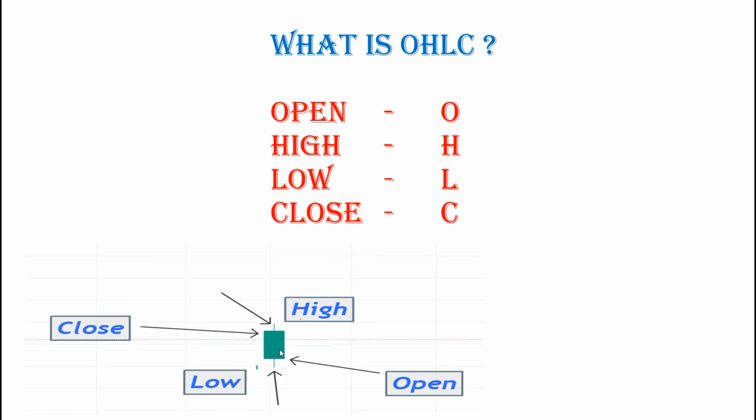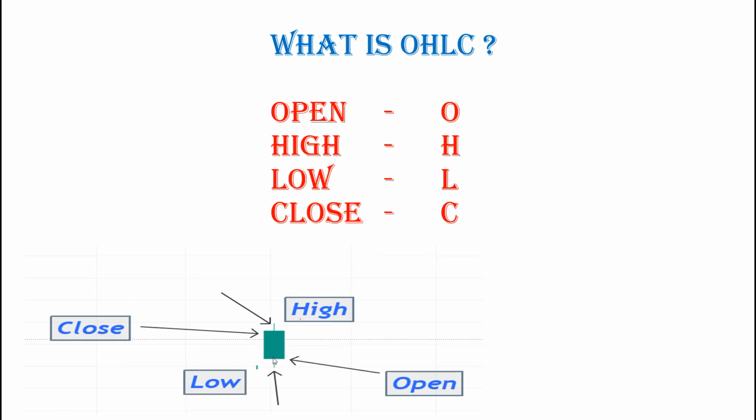So here this is the green candle. So how is this candle formed? Here we can see that this wick on the upper side is called the high of the particular day. That is the high price for that particular stock. And the candle closed here, so this is the closing price of the stock.